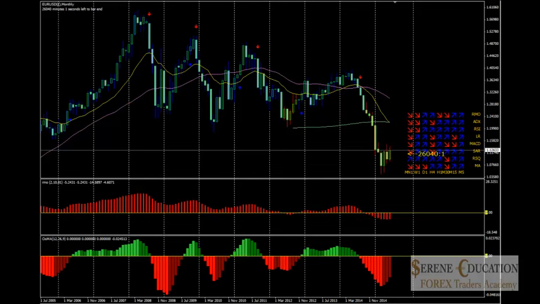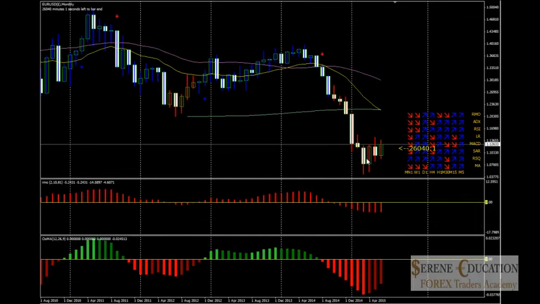I'm going to be going over the four majors for the 14th to the 19th of June 2015. Going to be starting with the euro against the US dollar, having a look at the monthly just to see how things have gone so far this month. So look at the hard right edge and let's have a look.